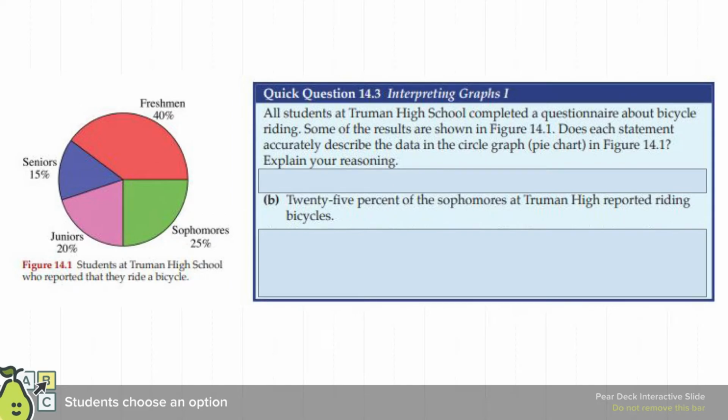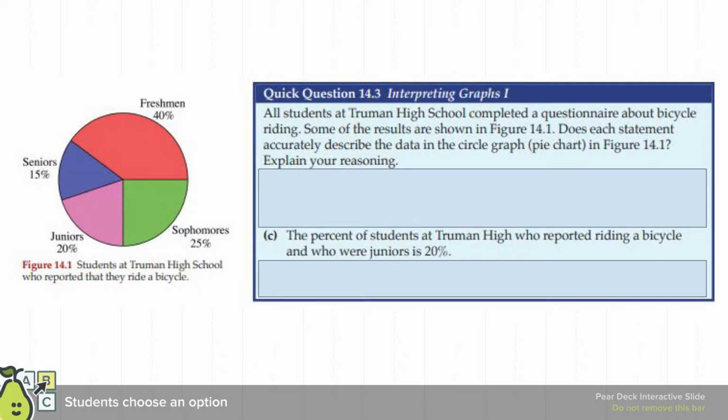The next statement says that 25% of the sophomores at Truman High School reported riding bicycles. So again, we can see sophomores are right here, and it is 25%, and I always just check the wording because sometimes the wording will trip you up a little bit, but these are the number of students that are riding bicycles, so this is true as well.